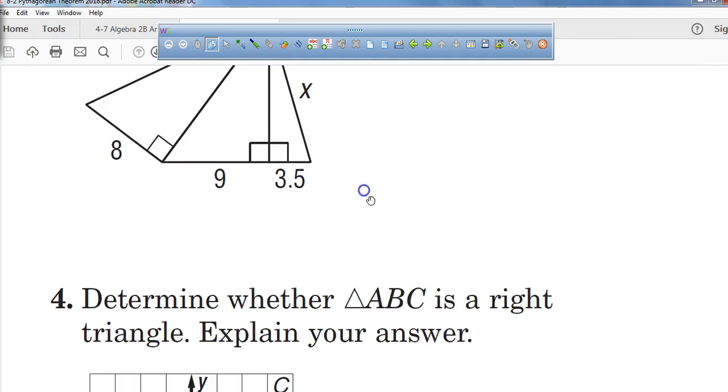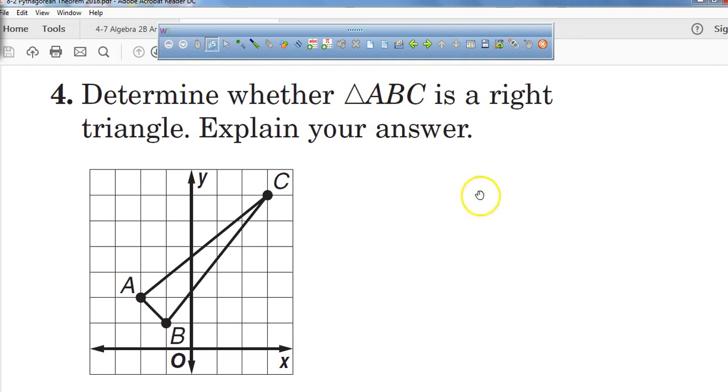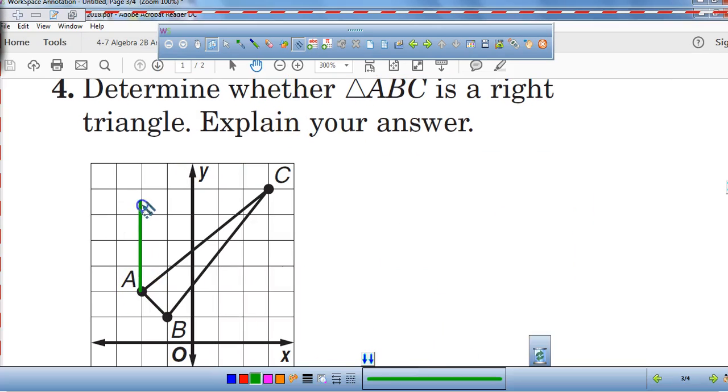Now moving on. Okay? Right here it says determine whether triangle ABC is a right triangle. So what I want you to do is figure out the rise over the run from A to C, and I want you to look at the rise over the run from A to B. So what we're looking for here is to see if this right here is indeed a right angle. Because if there is any angle that looks like a right angle, this kind of looks like it might be a right angle.